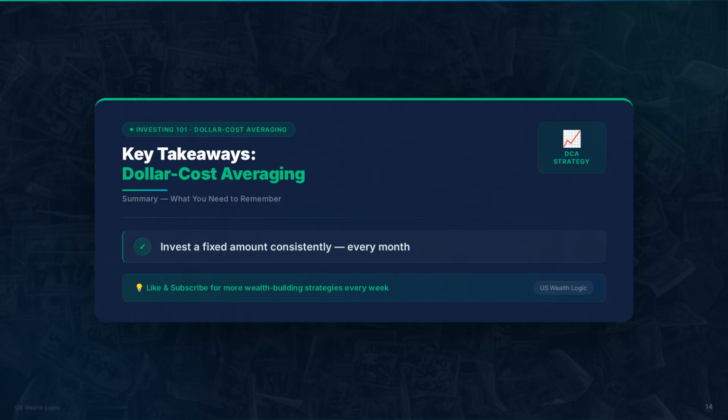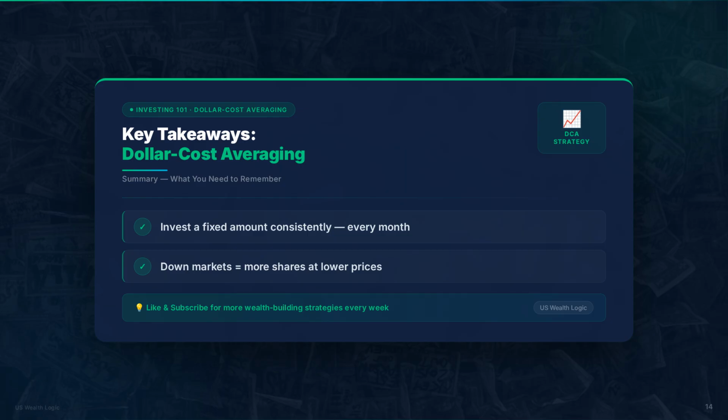Let's bring it all together. Dollar cost averaging is not a get-rich-quick scheme, and you should be skeptical of anything that claims to be. It's a disciplined, proven approach to long-term wealth building that works precisely because it removes emotion and keeps you invested through both good times and bad. The data is clear. Time in the market, not timing the market, is what drives long-term results.